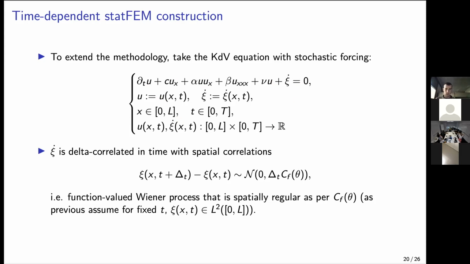And we assume that our spatial correlations on delta are given by the same stochastic forcing operator that we assumed before, but we now have this delta correlation in time that essentially means that this is the discretized increments of a Brownian motion process. So it's a function-valued Wiener process that's spatially regular according to the covariance, but in time it's actually delta correlated, so independent increments in time.